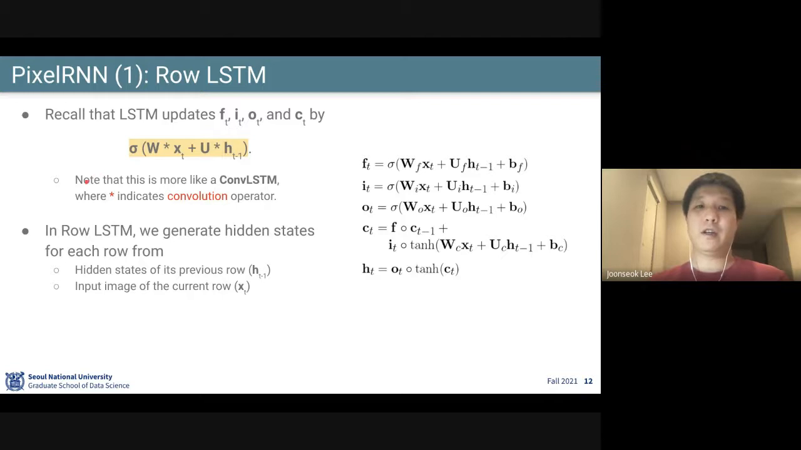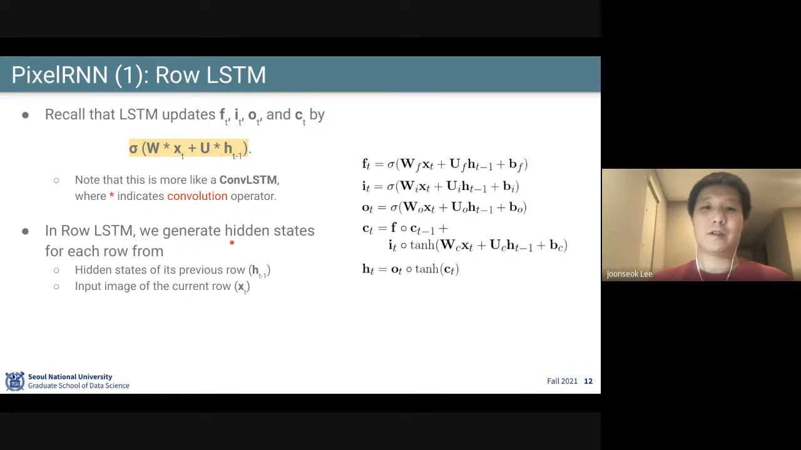And here they actually used convolution instead of fully connected layers for W and U. So this is more like a conv LSTM, not just an LSTM, because they use convolution here. Please review lecture 13 or 14 if you're not familiar with this. We have already talked about that. So they call this the row LSTM.